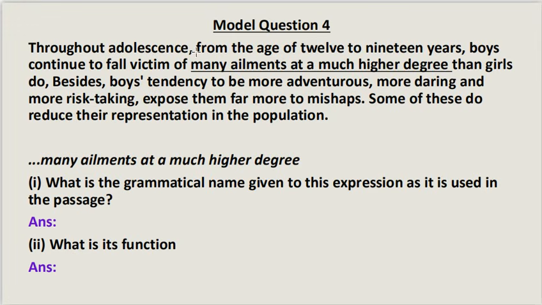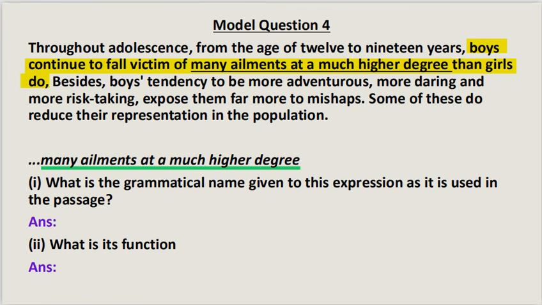Throughout adolescence, from the age of 12 to 19 years, boys continue to fall victim of many ailments at a much higher degree than girls do. Besides, boys' tendency to be more adventurous, more daring, and more risk-taking expose them far more to mishaps. Some of these do reduce their representation in the population. Now, this particular group of words is underlined: many ailments at a much higher degree. The grammatical name and the grammatical function. Can you quickly do that? Pause this video and I come in few seconds to tell us the correct answer.